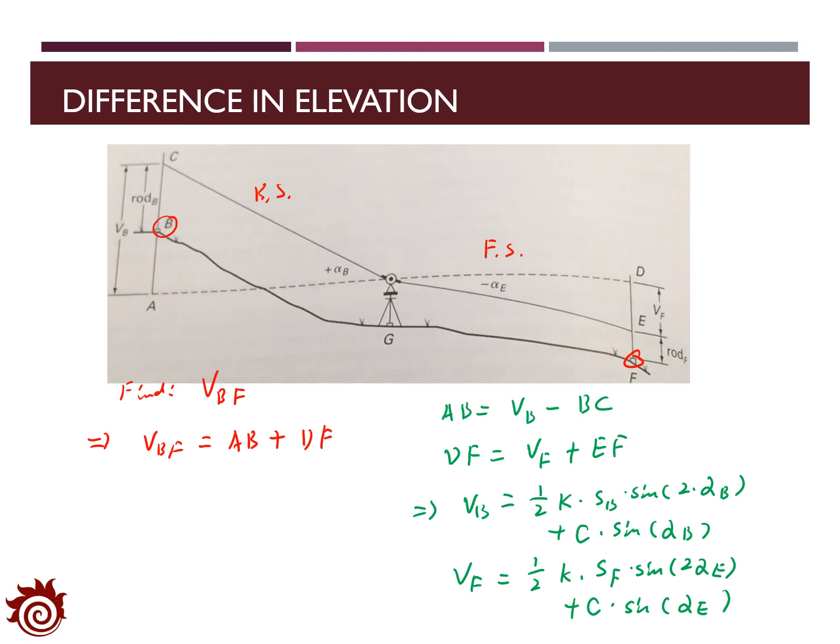So with the given information, we can then find out the value of VBF as VB plus VF plus EF minus BC. So that's the way for us to just use the reading from the stadium rod and the estimated vertical distance to find out the elevations of two different locations.